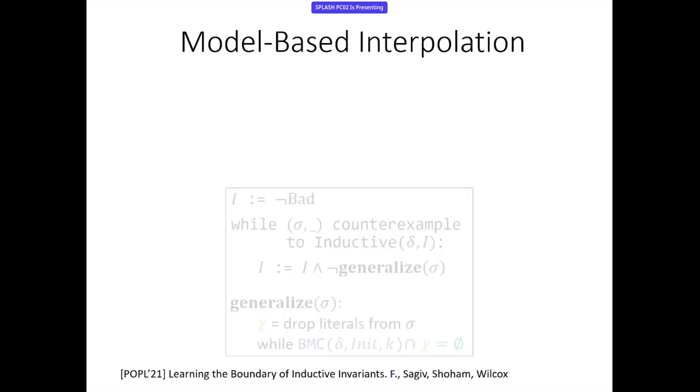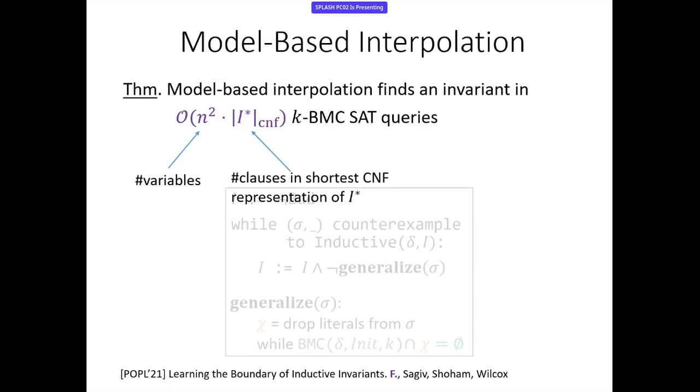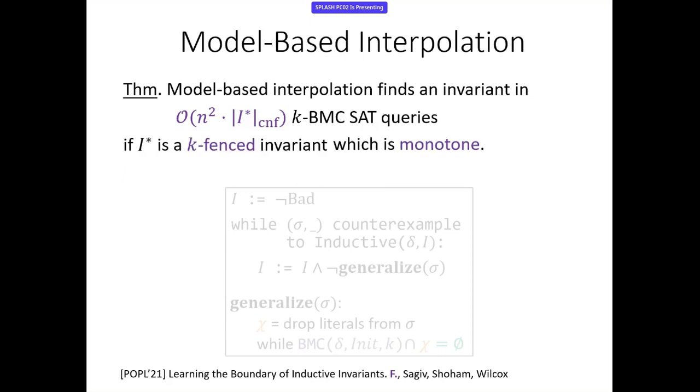So what can we say about the complexity of this algorithm? In previous work, we've shown that this algorithm successfully finds an inductive invariant in a number of queries that's bounded by the number of variables squared times the CNF size of a target invariant I star, where the CNF size of a formula is the smallest number of clauses required for representing it in conjunctive normal form. So the algorithm finds an invariant in this many queries whenever the invariant satisfies two conditions. One is that it is k-fenced, and one is that it is monotone.